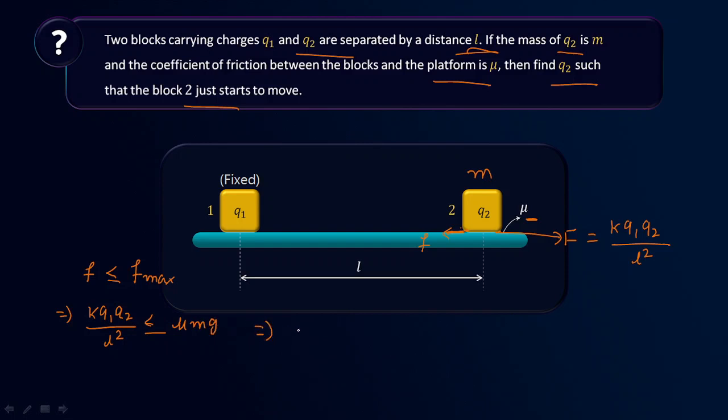So from here, if you simplify, Q2 will be equal to mu times mg into L square divided by k into q1. If we use the inequality sign, it will be less than, so q2 should be this value. So the minimum value at which this block will start moving will be equal to mu mg into L square by k q1.